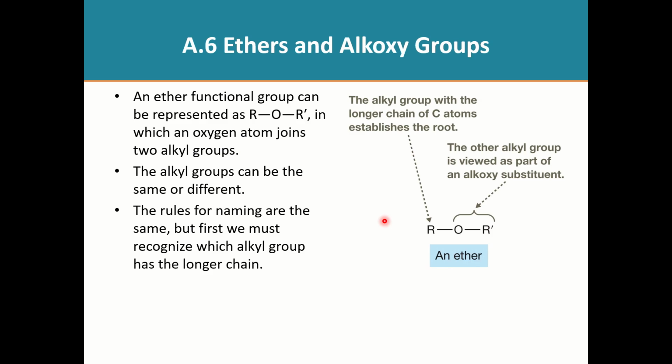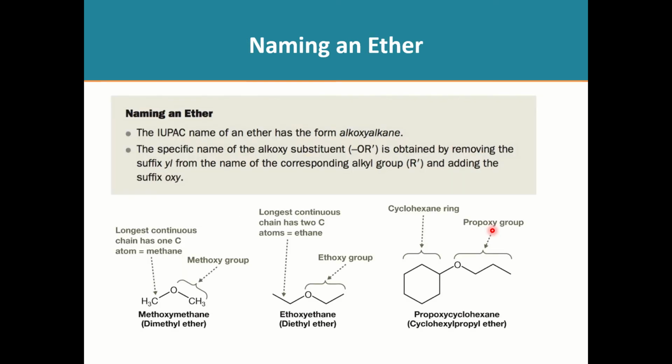Now let's move on to learning how to name ethers. Remember that ethers have this general formula where there's an oxygen in the center and two alkyl groups on either side. In order to name an ether, you need to look at both R groups. Sometimes they are the same and sometimes they are not. So let's look at naming an ether with the IUPAC name.